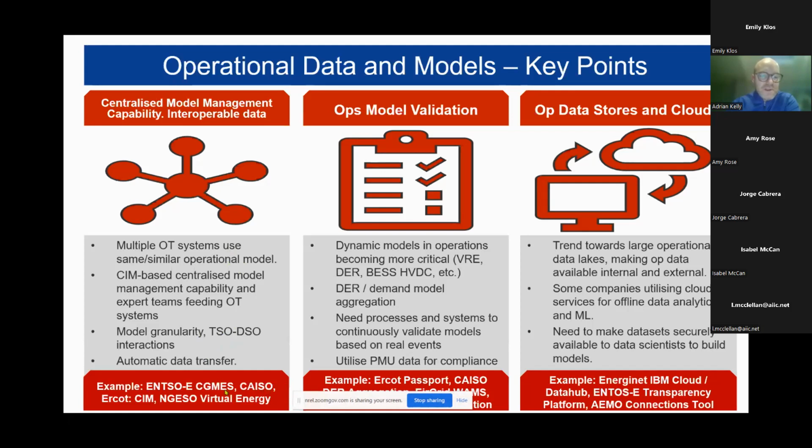ENTSO-E in Europe with the CGMES. We're also seeing NGESO with their virtual energy system idea, a digital twin of their data network, which is pretty advanced, innovative thinking that's been developed in the last few years.